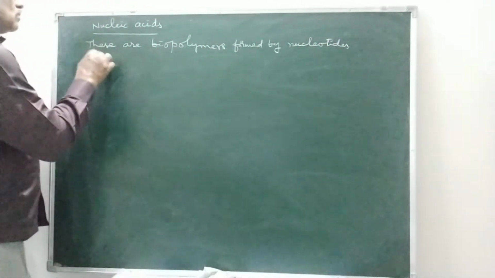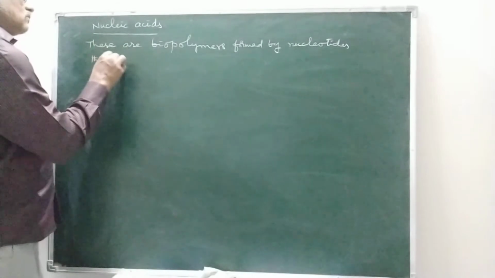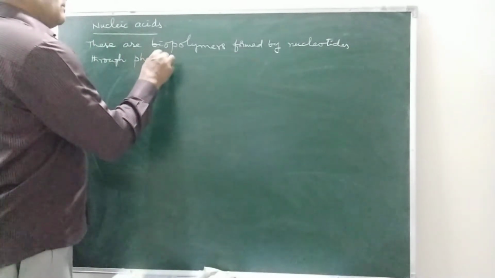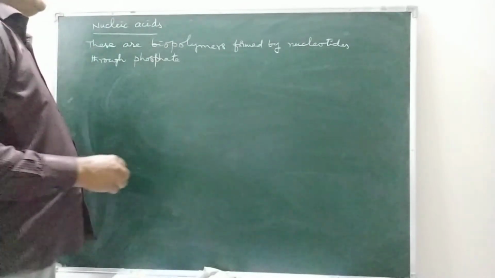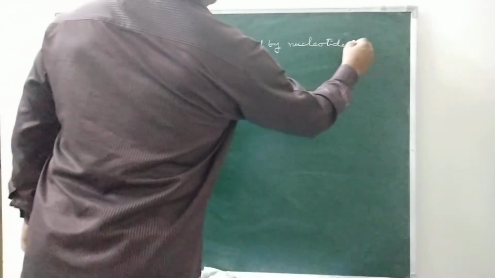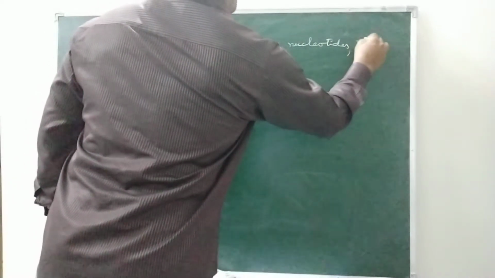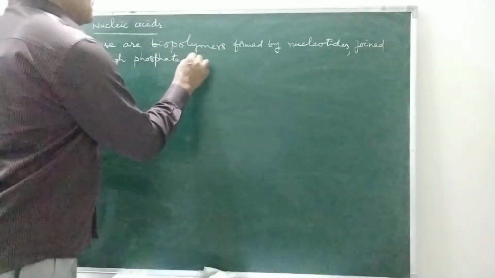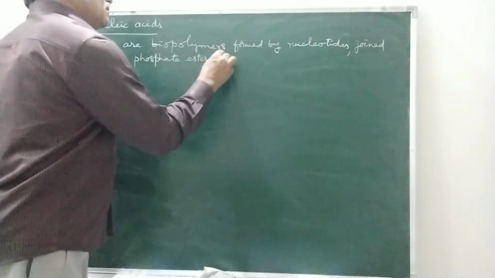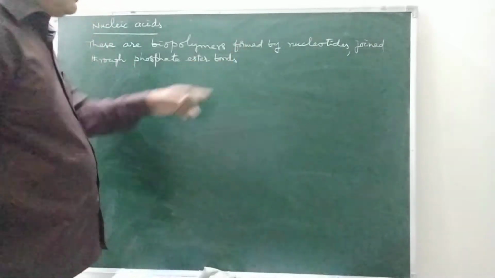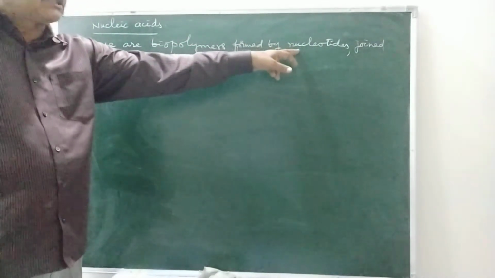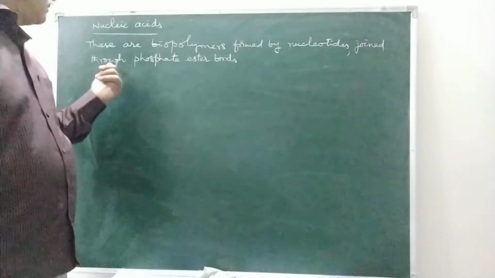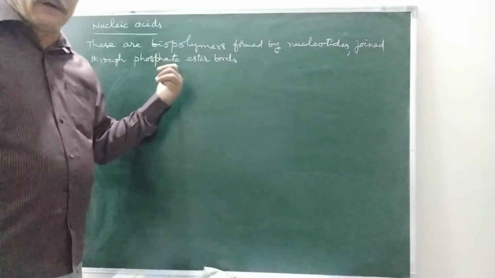Nucleic acids are formed by nucleotides which are joined through phosphate ester bonds. That means here the monomers are nucleotides, and between one nucleotide and another nucleotide, a phosphate ester bond is formed.